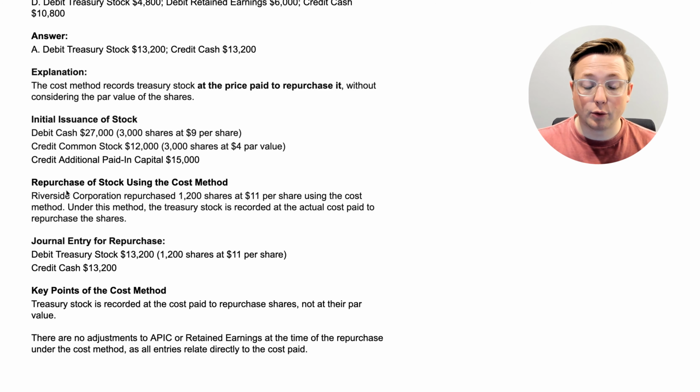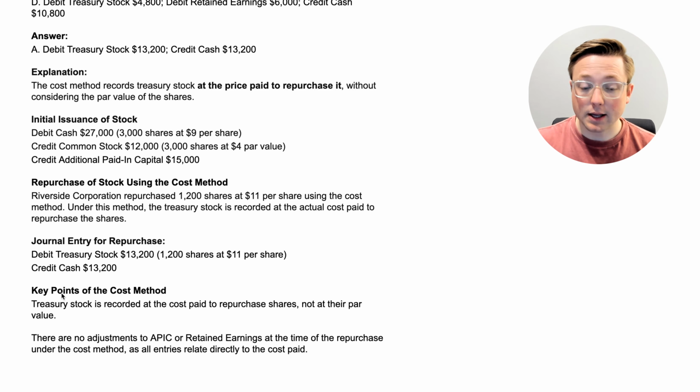So let's go down here. For the repurchase of stock using the cost method, they repurchased 1,200 shares at $11 per share using the cost method. Under this method, the treasury stock is recorded at the actual cost paid to repurchase the shares. So we don't have to worry about the additional paid in capital. We don't have to worry about debiting retained earnings. It's a lot more straightforward. You just debit treasury stock for how much it costs to buy back that treasury stock. So 1,200 shares at $11 per share, that's $13,200. And that is how much it costs to get the stock. And that is how much the treasury stock is debited for. And that's how much the cash was credited for.